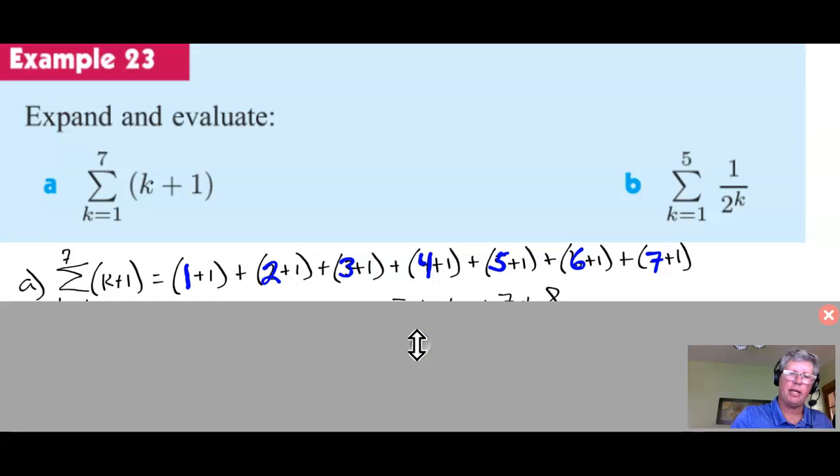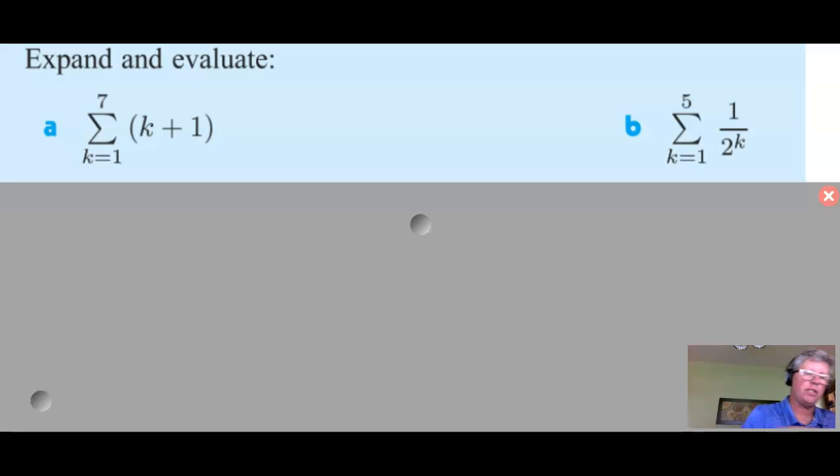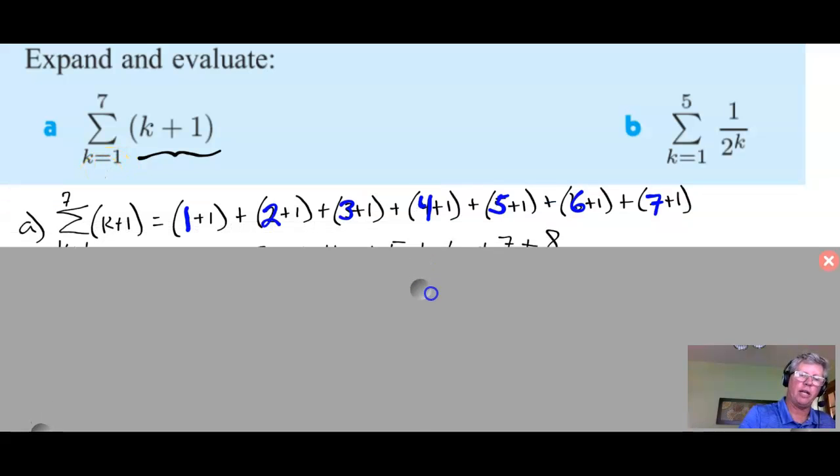All right. Let's expand and evaluate. So here we are. We have our first sigma notation. This right here is our explicit formula. And sometimes it's arithmetic, sometimes it's geometric, and sometimes it's neither. Doesn't matter. But that is the formula that we're plugging the k values into. So here we're going to plug in k equal to 1, and then we're going to plug in k equal to 2, and so forth all the way up to 7. So that looks like this.